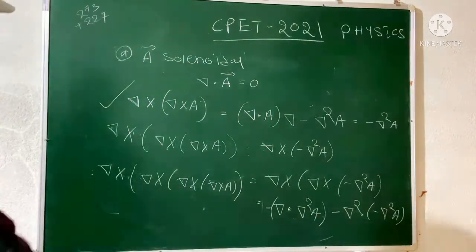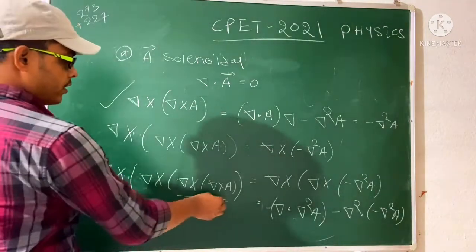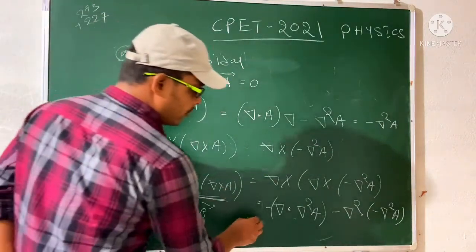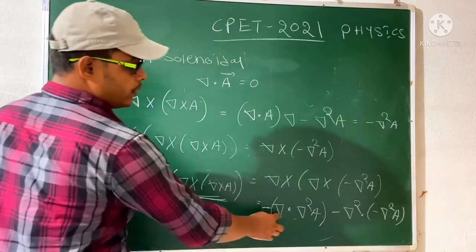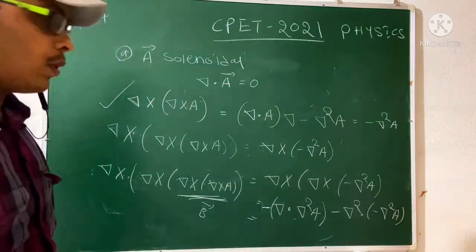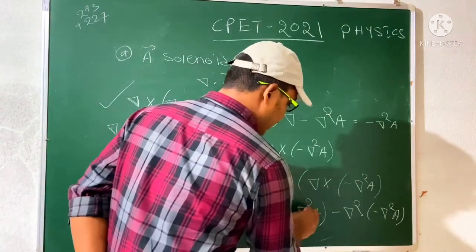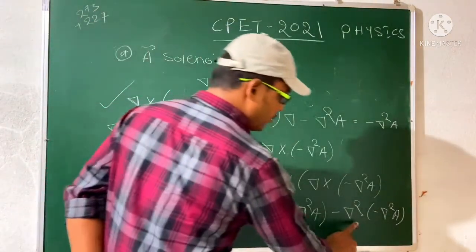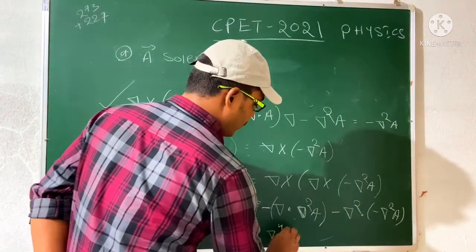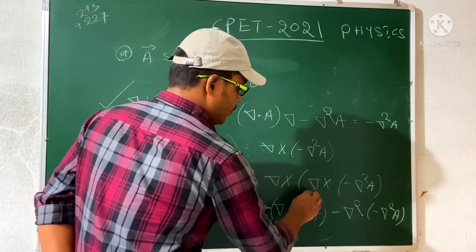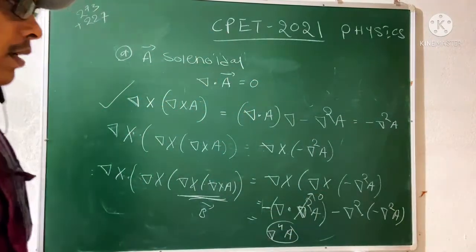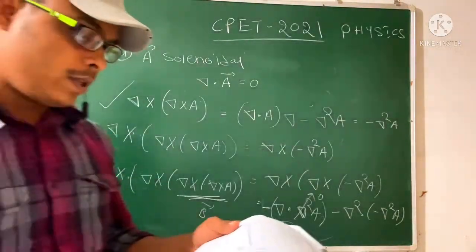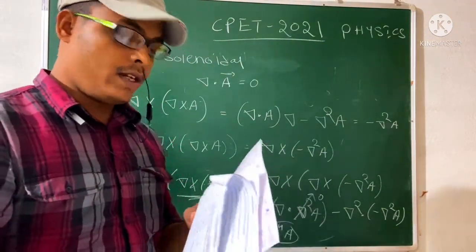So here also same thing, del dot del cross A. If you take the B vector, then you can find this. This one will be 0, this one will be 0, right? Because A is solenoidal. So when you do the second derivative, again it will become del dot A, that will be 0. Now the fourth one will be del to the power 4 A. This one is 0. The first term is 0, and the second term, minus will be plus. So your answer will be option A. So question number 9 is option A.